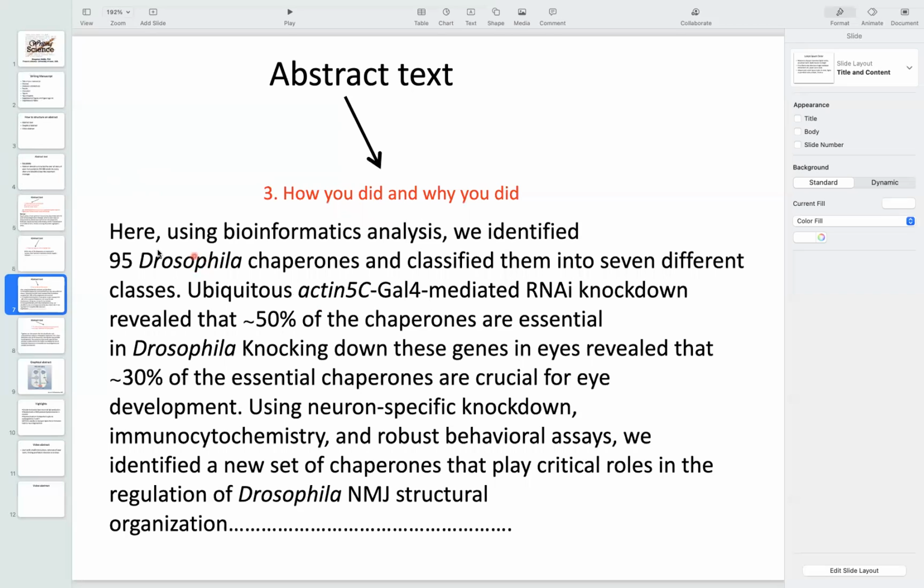How you did. So here I have written, like, I have used bioinformatic analysis, then I have identified this many chaperones, I have knocked down these chaperones, I found this phenotype in eyes and neurons, all these things, then a behavioral defect. So you have to write here what you found while doing this experiment. You have to briefly write it here in the third step.